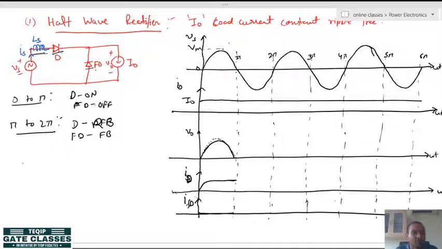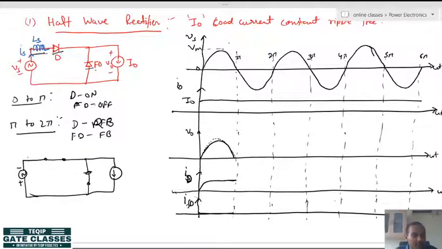If you draw the circuit, it will be like this. This diode will remain on because the inductance does not allow instantaneous change of current, and the freewheeling diode has also turned on because of the reversal of the supply.